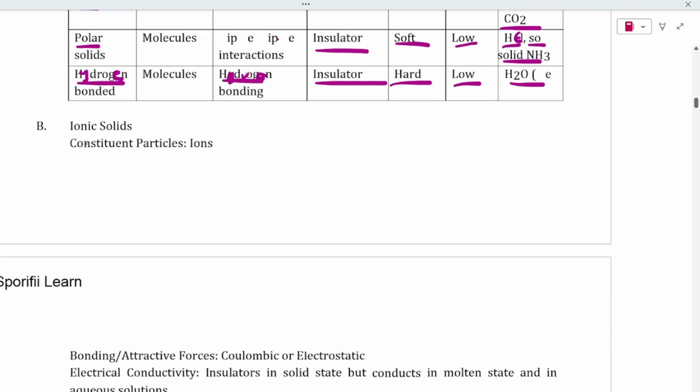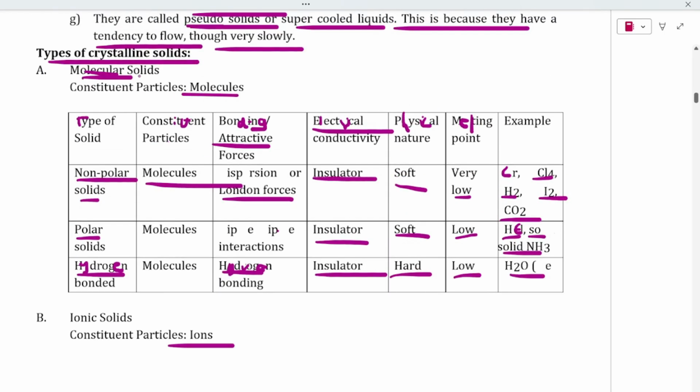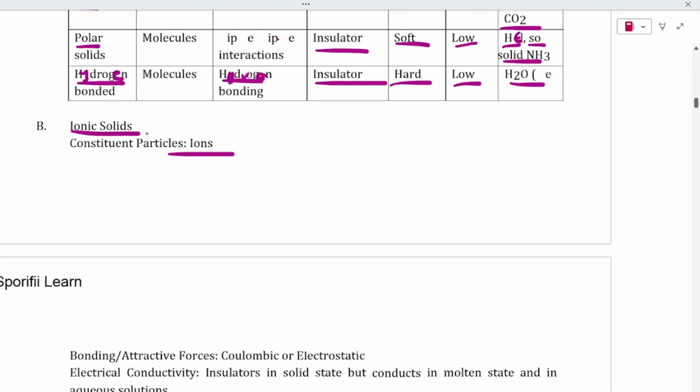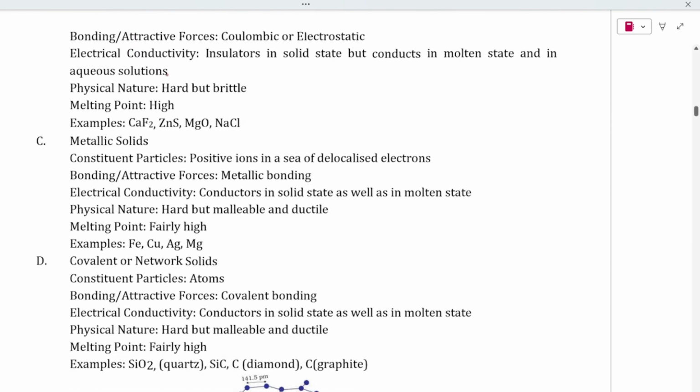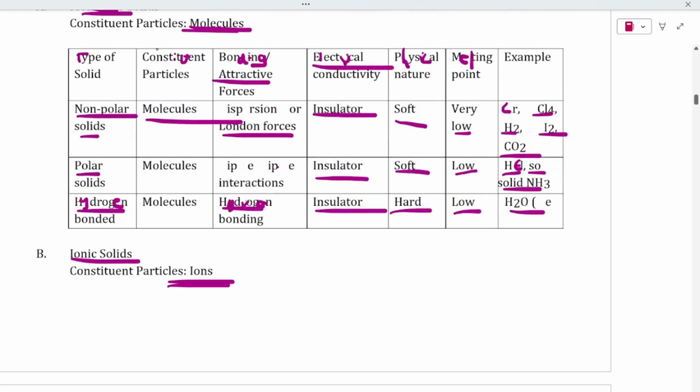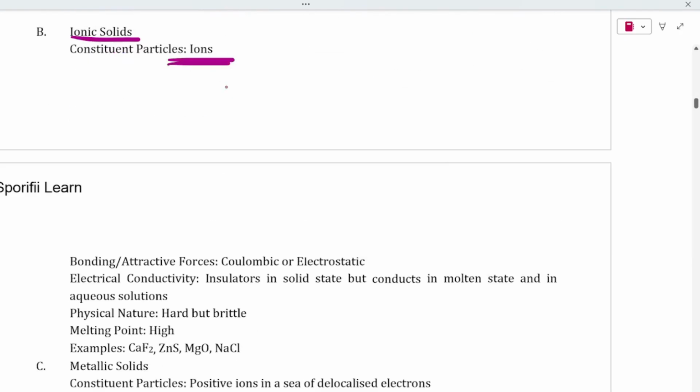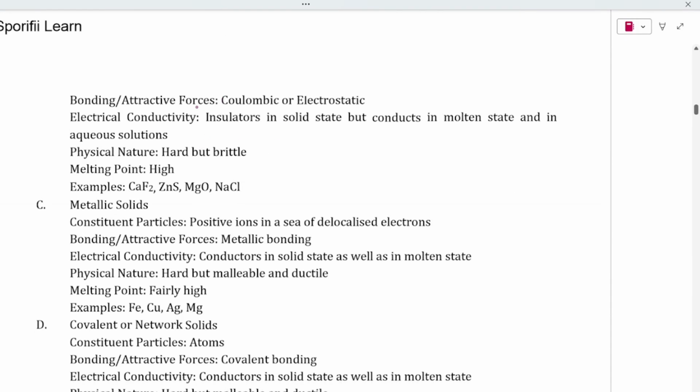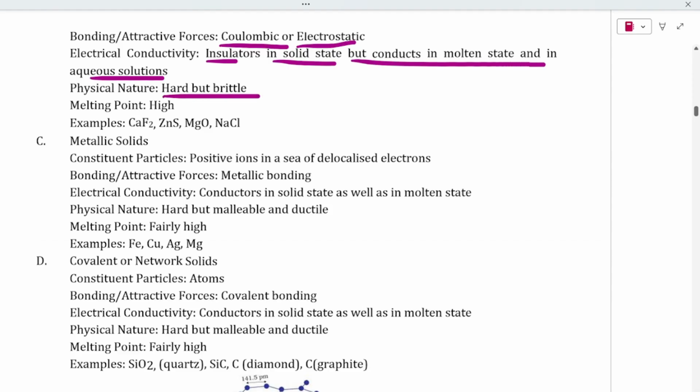Ionic solids: the constituent particles are ions. Here it was molecular solids with molecules; in ionic solids, it is ions. Bonding or attractive forces are Coulombic or electrostatic. Electrical conductivity: insulators in solid, but they conduct in molten state and in aqueous solution also. Physical nature is hard but brittle.